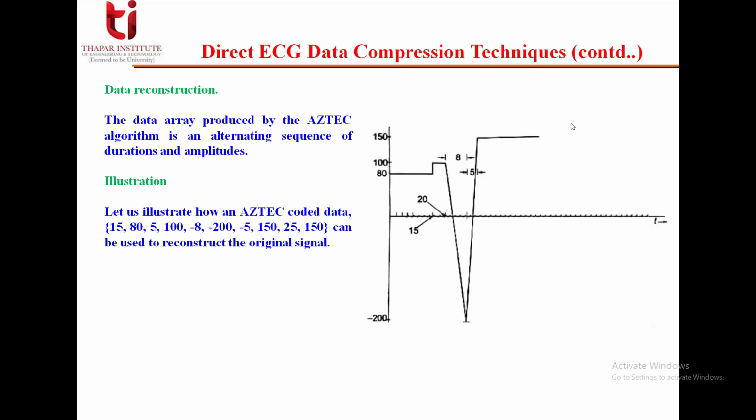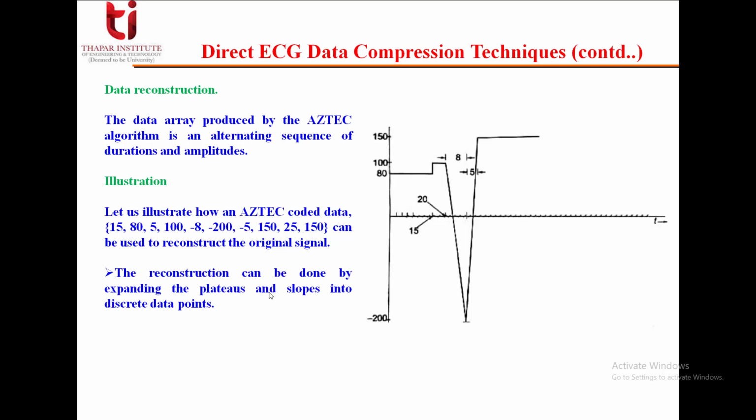So this is AZTEC coded data. I'm just keeping these points: we can see the values 15, 80, 5, 100, -8, -200, -5, 150, 25, 150. How are we using this data now to reconstruct the original signal? The reconstruction can be done by expanding the plateaus and slopes into discrete data points.